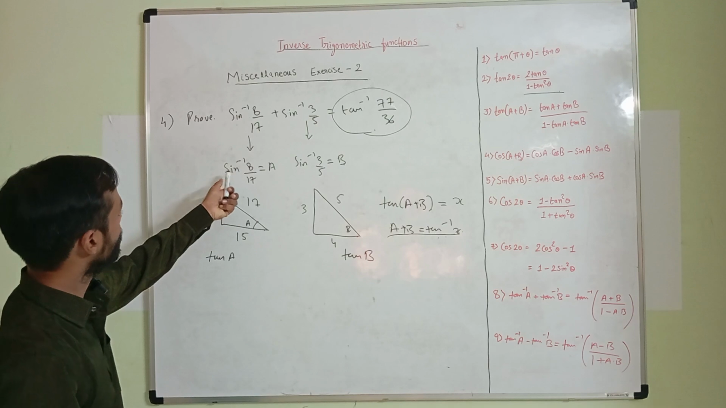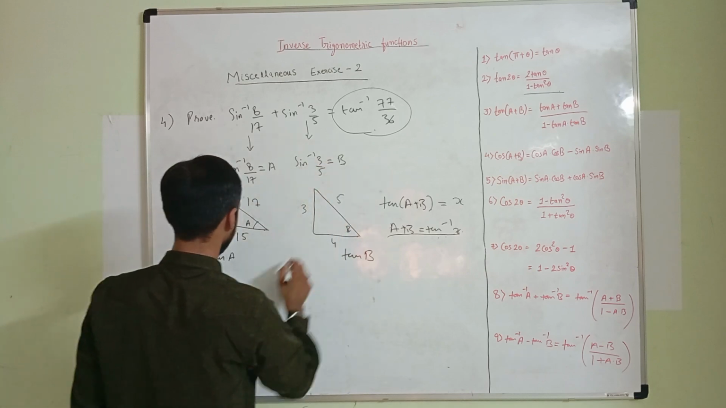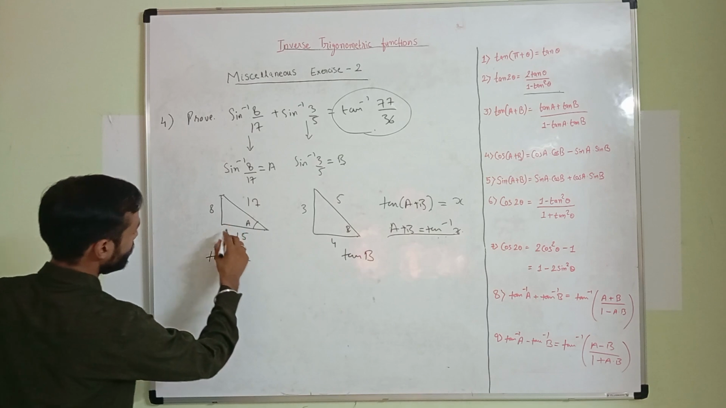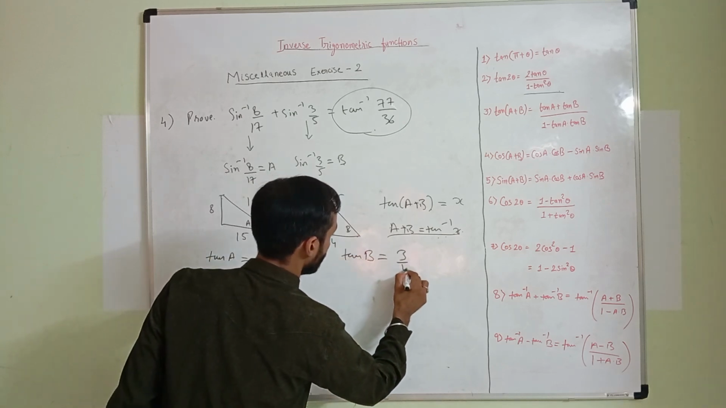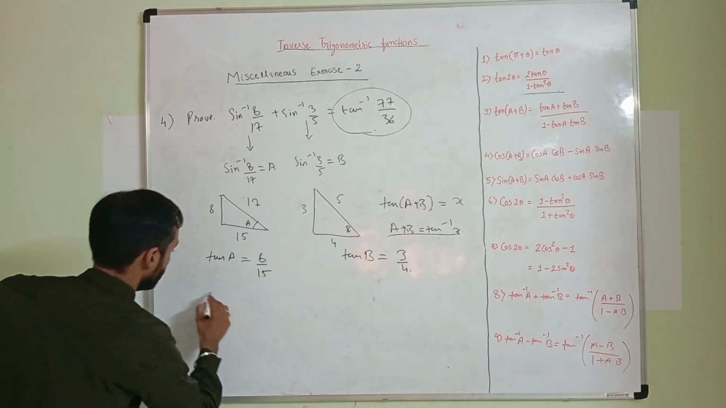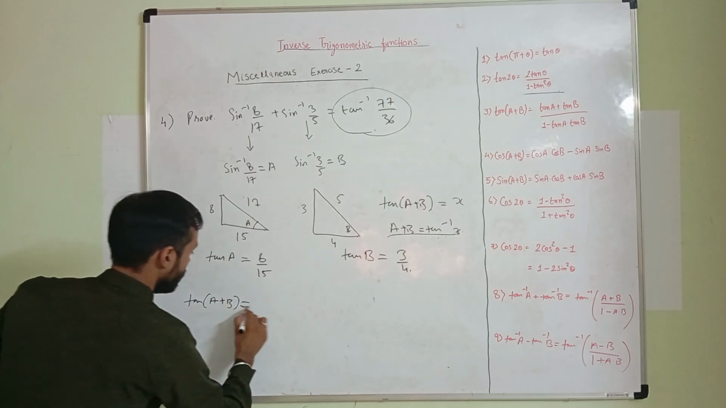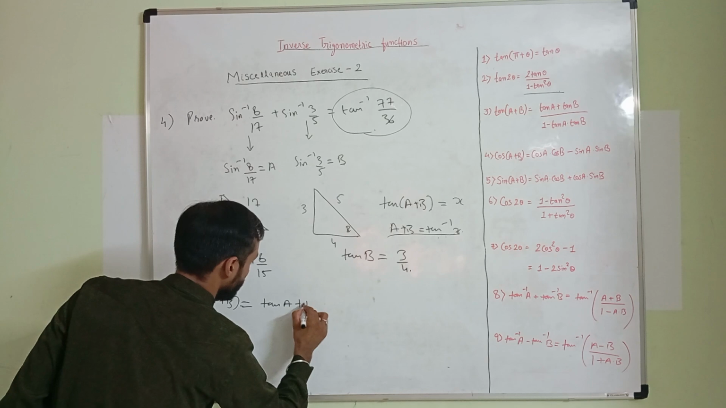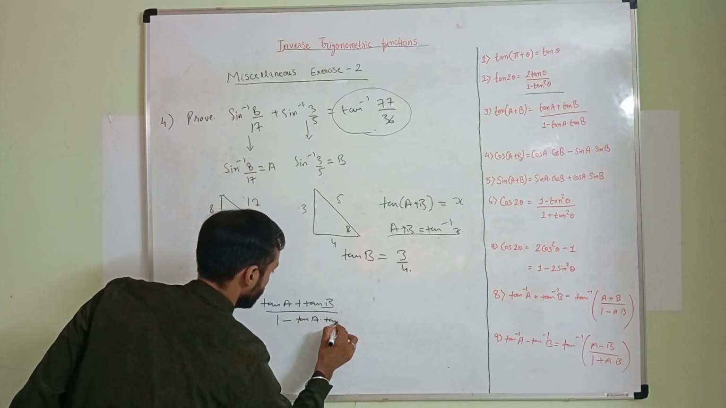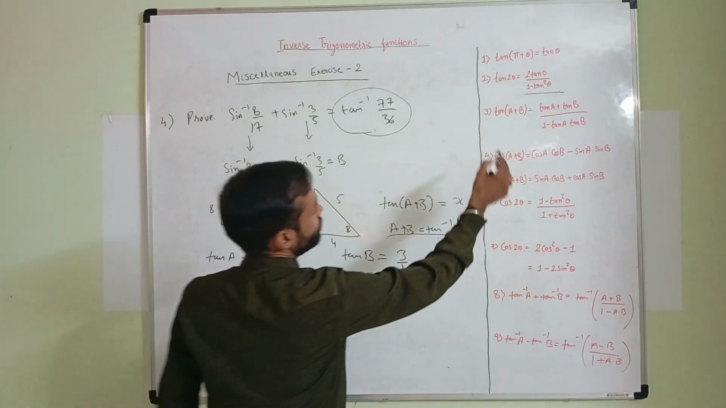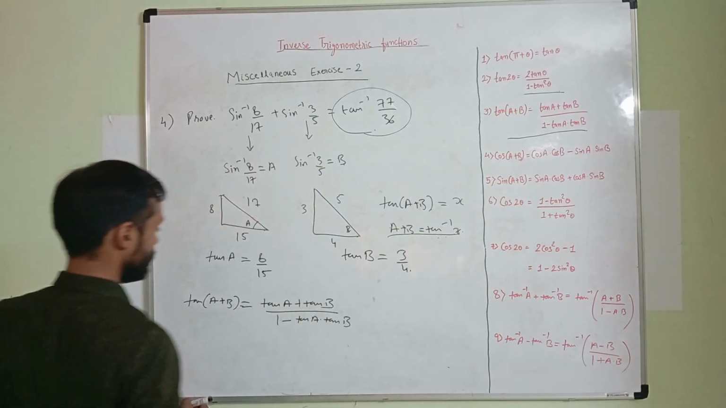First we will assume sine inverse of 8 by 17 equals A, sine inverse 3 by 5 equals B. So from this, tan A will be 8 by 15 and tan B will be 3 by 4. Now we are placing this in the equation of tan of A plus B. So tan of A plus B will be tan A plus tan B upon 1 minus tan A into tan B. We have taken this from the equation tan A plus B equals tan A plus tan B upon 1 minus tan A into tan B.